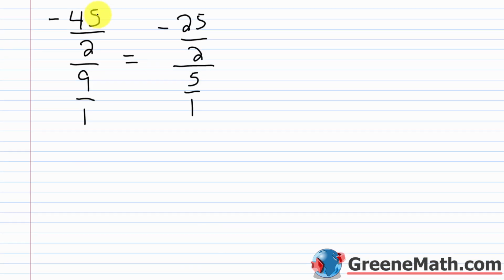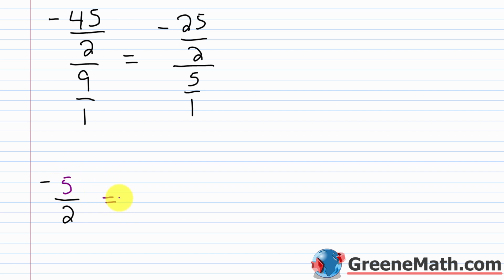So now I'm going to take this fraction here, negative 45 halves. I'm going to multiply it by the reciprocal of this fraction here. The reciprocal of 9 over 1 is 1/9. So we can see what's going to cancel. This would cancel with this and give me a 5. So I can kind of erase this now and just say I have negative 5 halves.